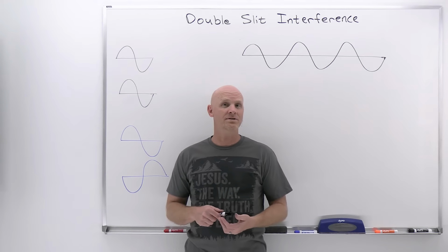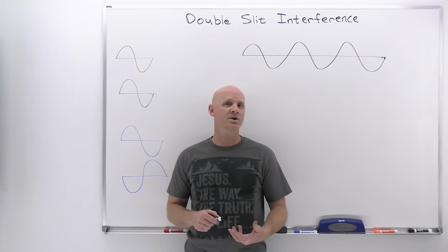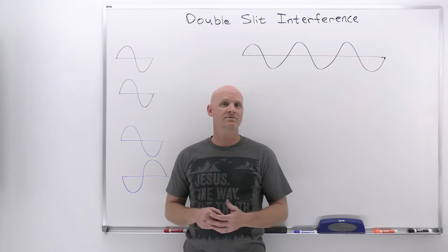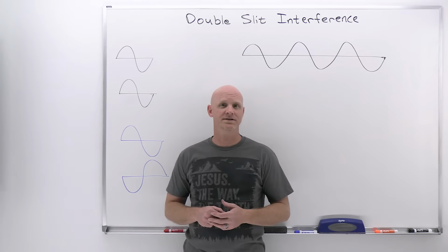And with the double slit interference, this was kind of the first example where it was clear that light was demonstrating these clear constructive and destructive interference patterns common to other waves. And this lent credence to the fact that light has wave-like characteristics.